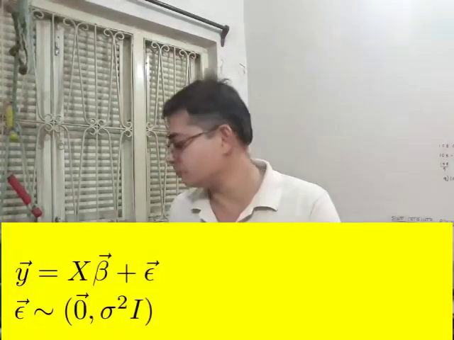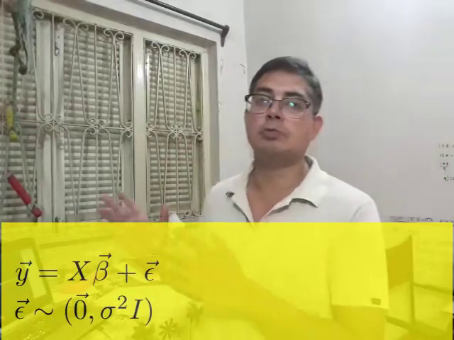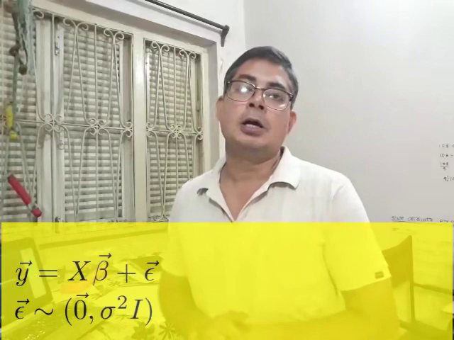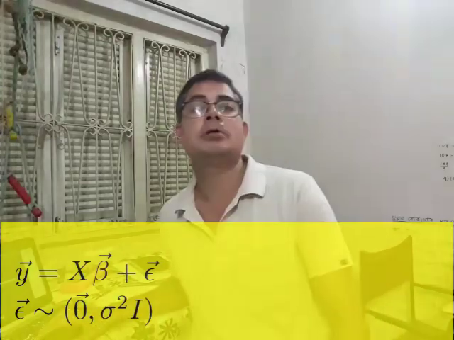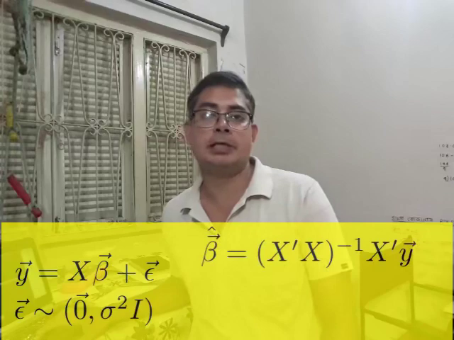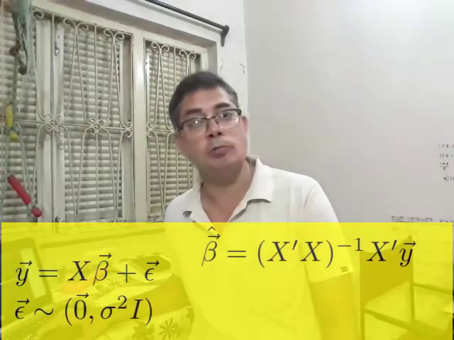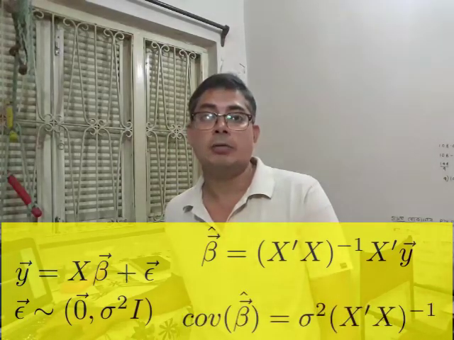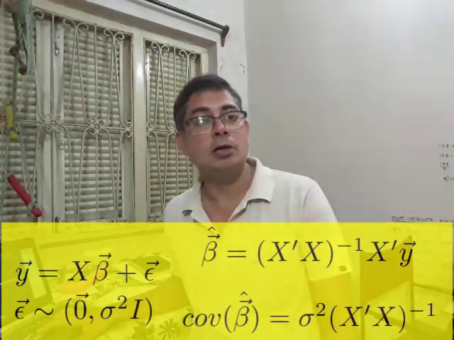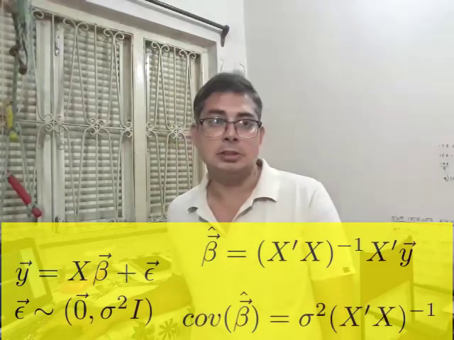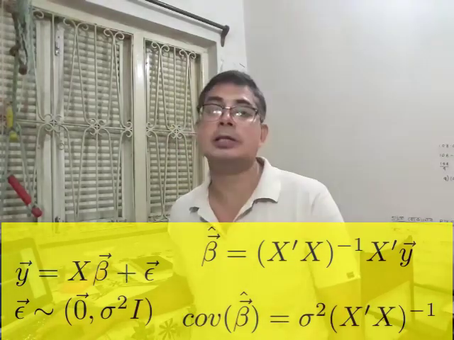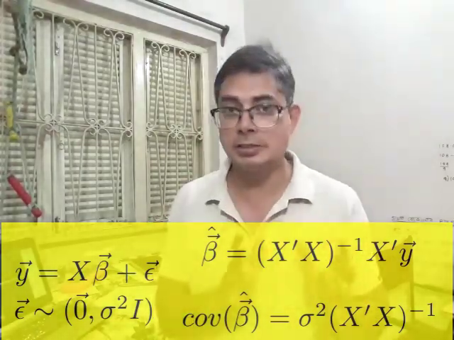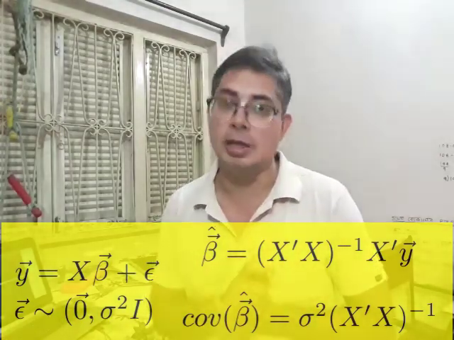We have this Gauss-Markov setup where y = Xβ + ε, and ε follows (0, σ²I). Now we know that in this setup we have our least squares estimator, β hat = (X'X)^(-1) X'y, and the covariance matrix of this estimator is σ²(X'X)^(-1). These two expressions remind us that it is very important that X'X should be invertible, otherwise this inverse will not exist, and that means that X should be full column rank.